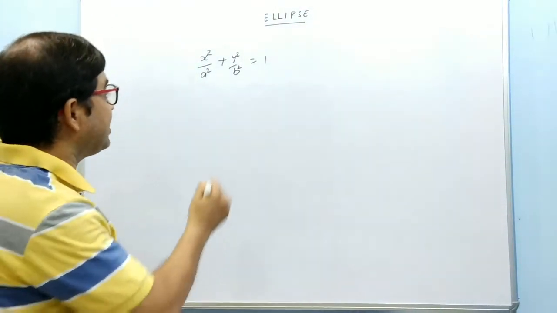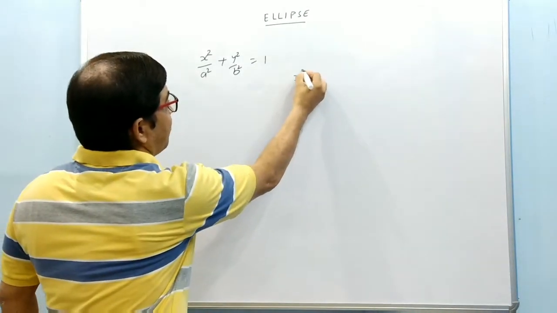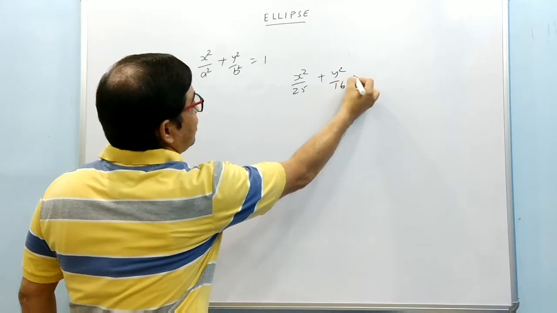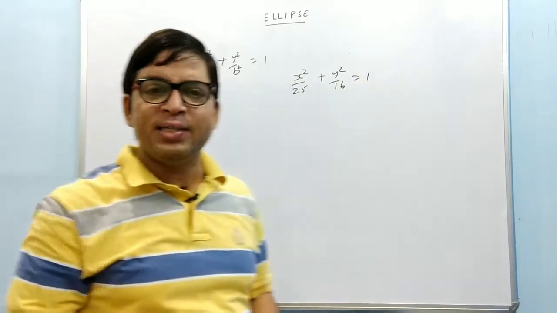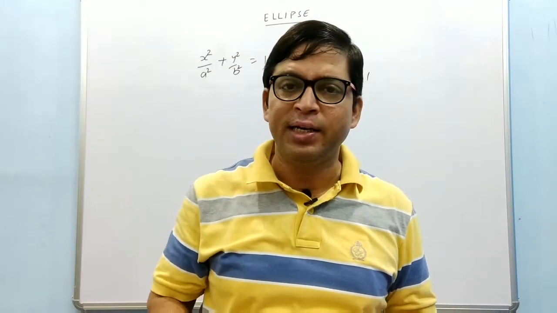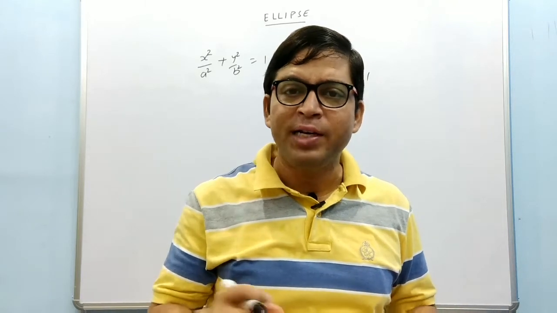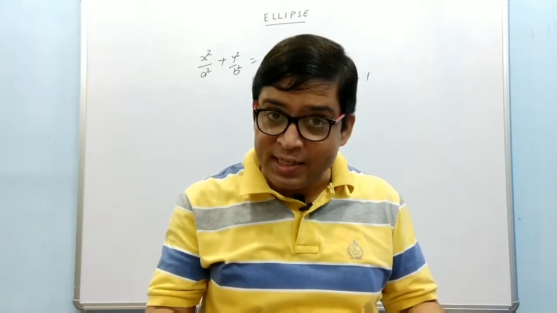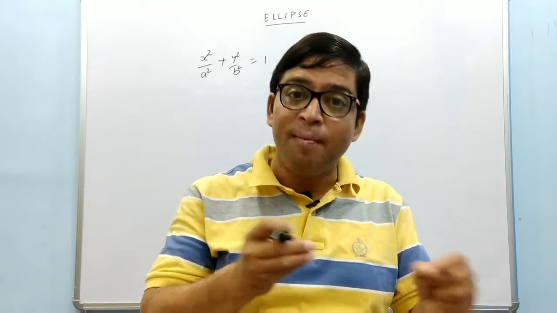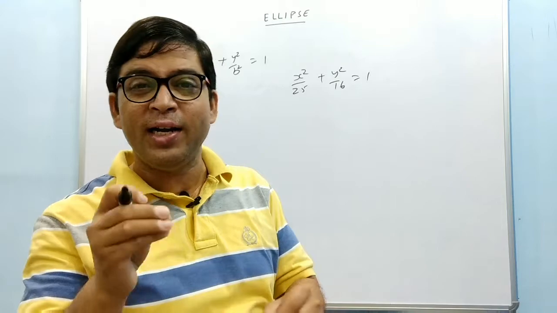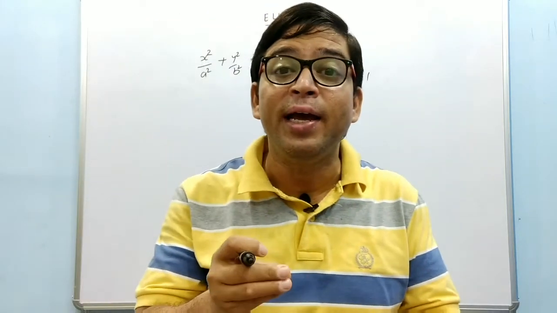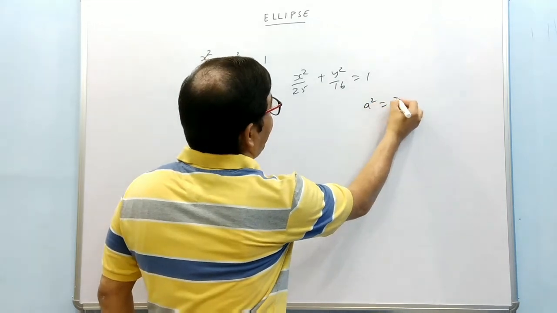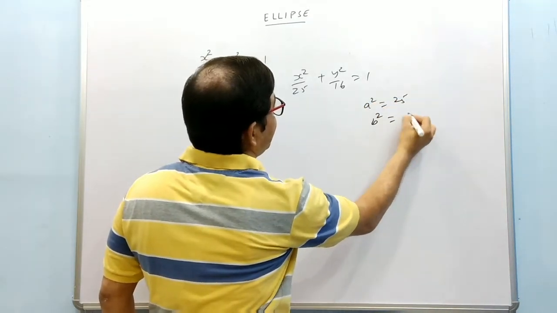I'm just taking one example. If x square by 25 plus y square by 16 is equal to 1, a square is 25, b square is 16. So a is 5 and b is 4. Which is bigger? a is bigger. So which ellipse? Horizontal ellipse. So we will find the parts of the horizontal ellipse. The important thing is we need to find e first. So a square is 25, b square is equal to 16.